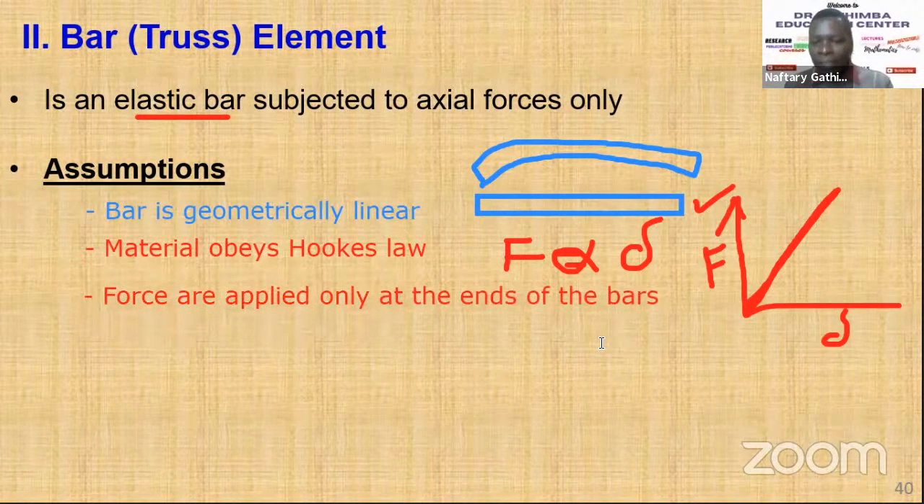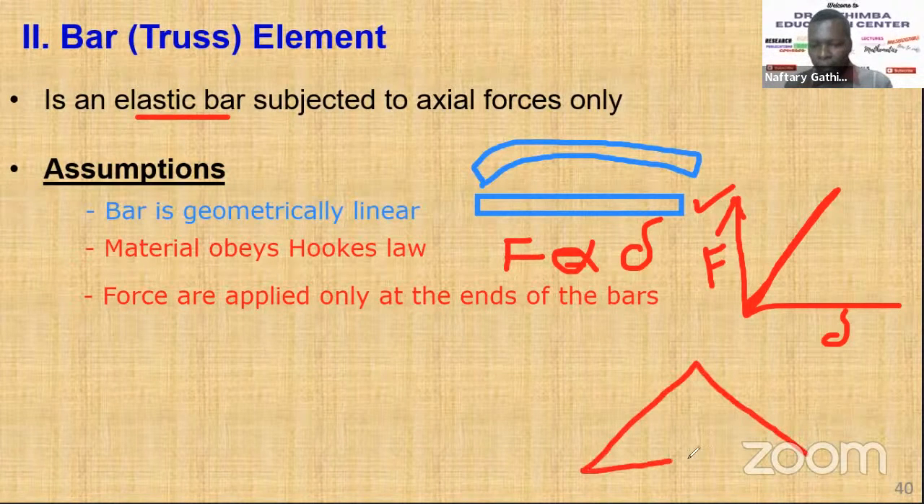So the forces are applied at the edge of the bar, and by this, you get something like this. If it has many elements here, let me just simplify it. This is a three-member truss structure. So this is one member, two members, and the third member. So this is a structure constituted of elements.